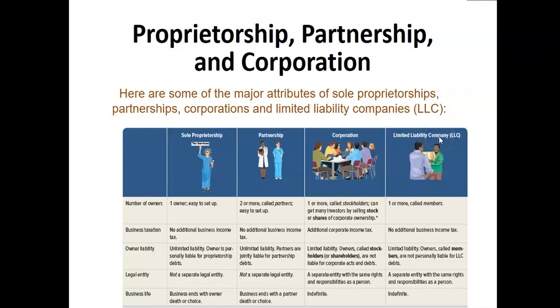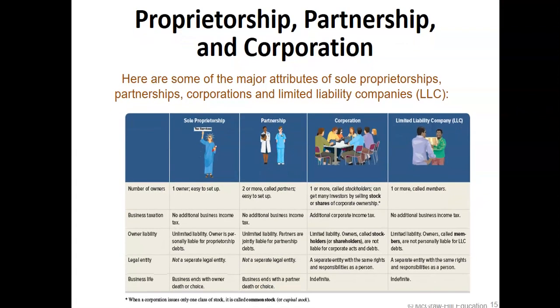Next, we're going to talk about forms of business. So the three main forms of business are a sole proprietorship, where we have a single owner, a partnership, where we have two or more owners that share ownership in an organization, and then a corporation. A corporation has multiple owners who are called stockholders and purchase stock in a company. The amount of stock they hold determines their percentage of ownership.